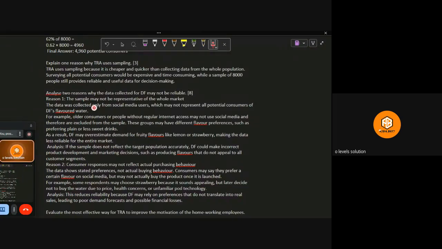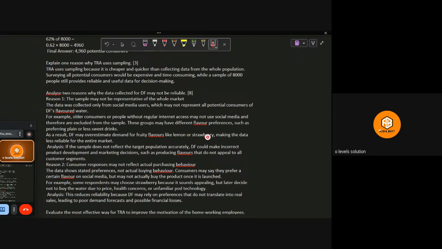So data was collected only from social media users, and this is also specified in the case study. I'm just using the information, which may not represent all potential consumers of DF flavored water. For example, now you need to write a proper example here as well. Older consumers or people without regular internet access may not use social media and therefore are excluded from the sample. And these groups may have different flavor preferences, such as preferring plain or less sweet drinks.